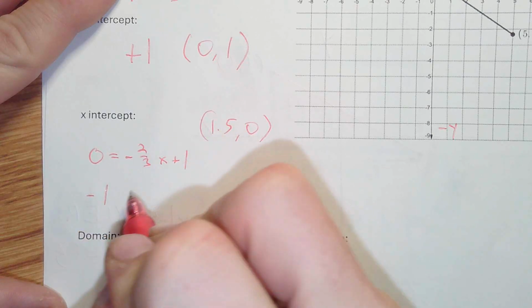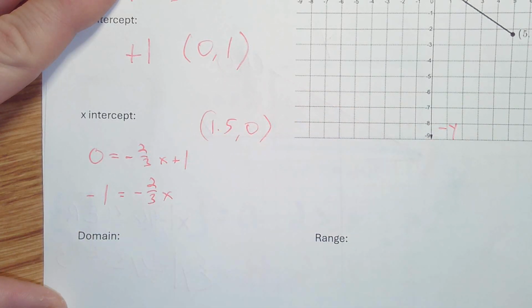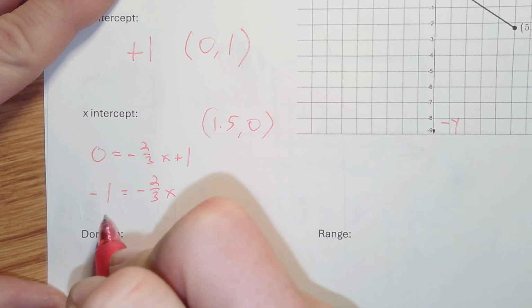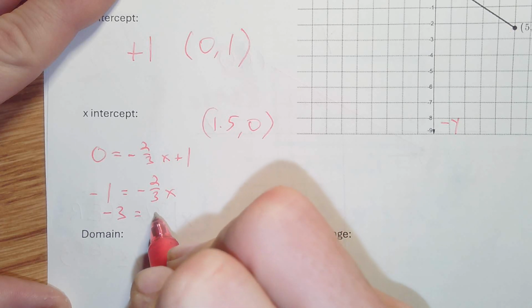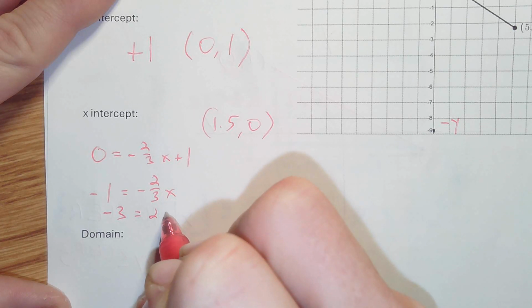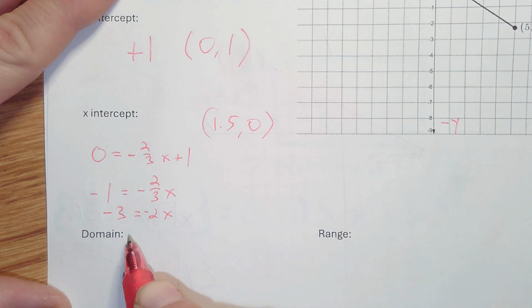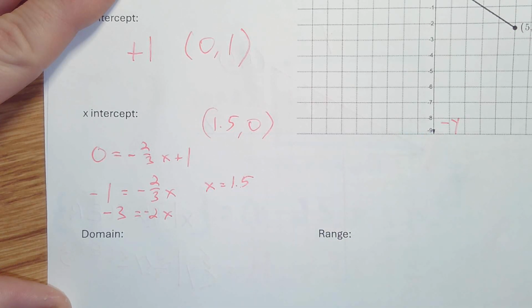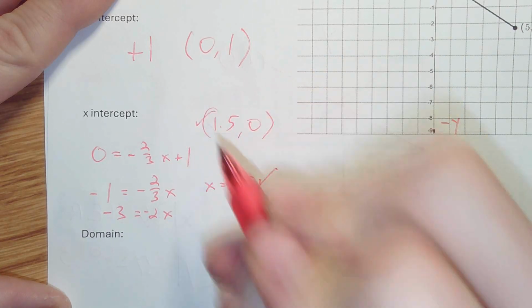Negative 1 equals negative 2/3 x. Now we would multiply both sides by 3. So we have negative 3 equals negative 2x. Divide both sides by negative 2. x equals 1.5, or 3/2. So there you go. Checks with the math.